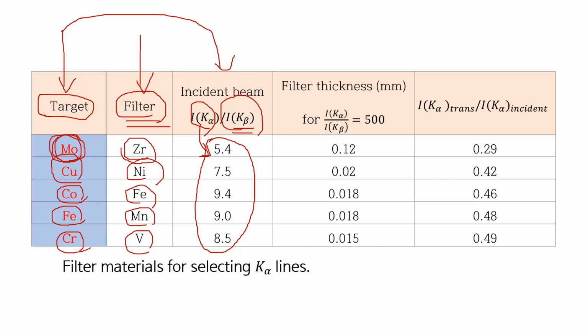And this column shows the filter thickness for reducing the K-alpha and K-beta intensity ratio to 500. So if we use 0.12 millimeter zirconium filter material, then the ratio of K-alpha and K-beta is 500. So K-beta line is nearly completely reduced. So we can have only a K-alpha line. Okay.